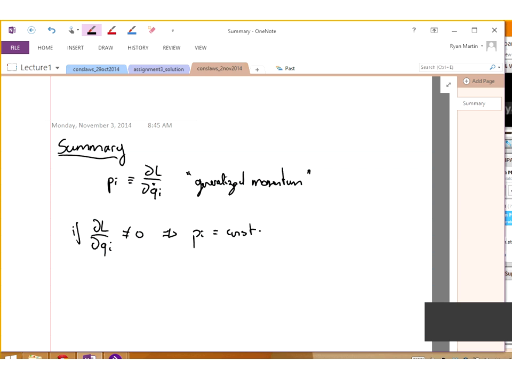And then we did some examples, and we saw that depending on the choice of coordinates, some coordinates would be cyclic and some wouldn't, leading to conserved momenta, and some choices of coordinate systems would not lead to conserved momenta.